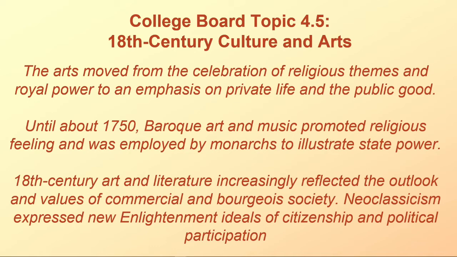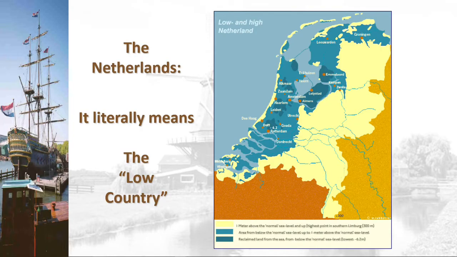18th century art and literature increasingly reflected the outlook and values of commercial and bourgeois society. And neoclassicism expressed new Enlightenment ideals of citizenship and political participation, which I know sounds very abstract, but we're going to look at some art and you're going to see that. The Netherlands literally means the Low Country.